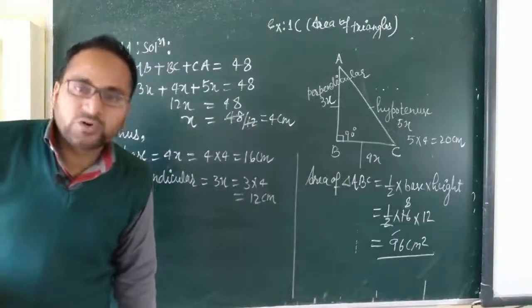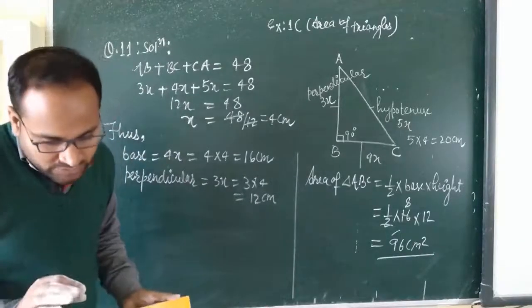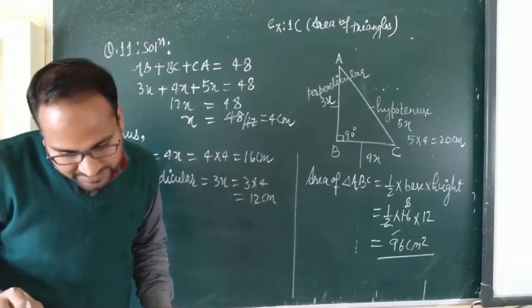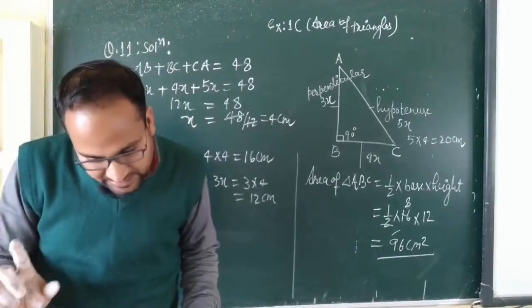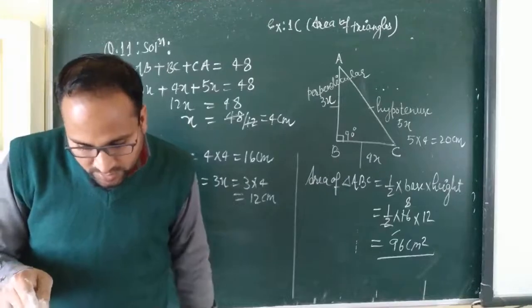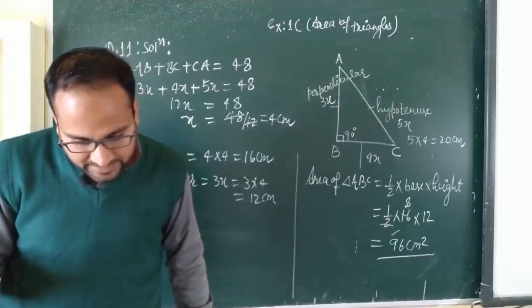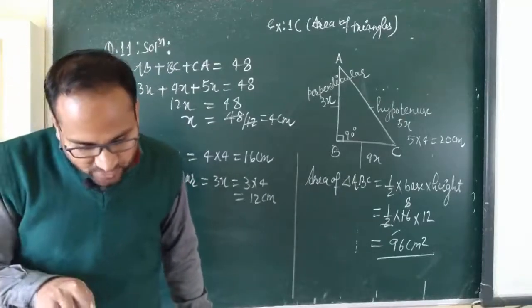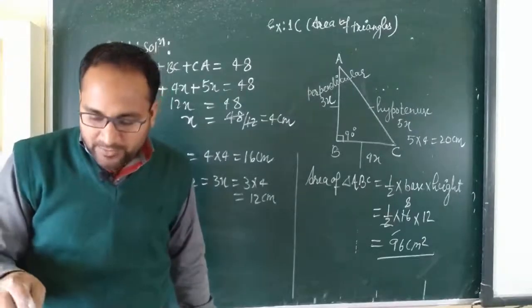So question number 12, you will try that, students. In question number 12, ABC is a right angle triangle, B is 90 degrees. So the area of triangle ABC is 1 by 2 into 40 multiplied by 9. Then you easily get the area as 180 centimeter square.